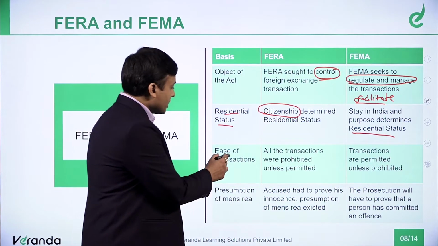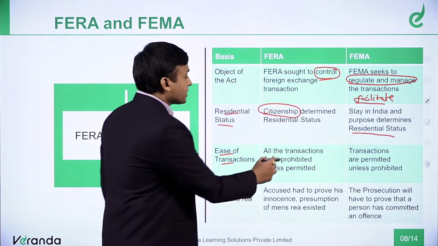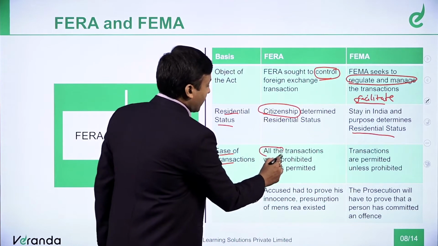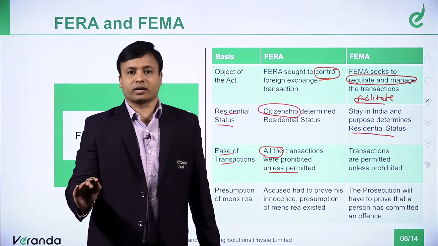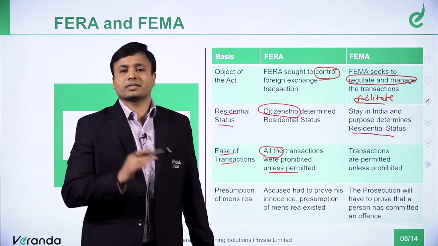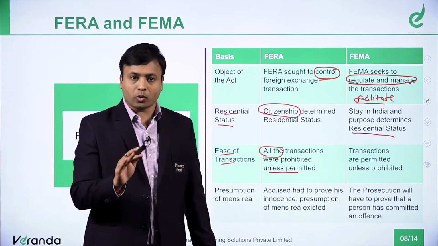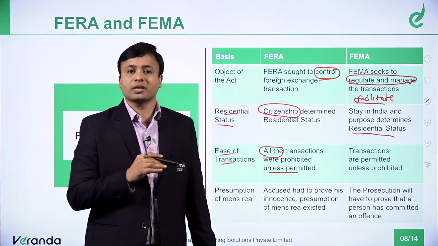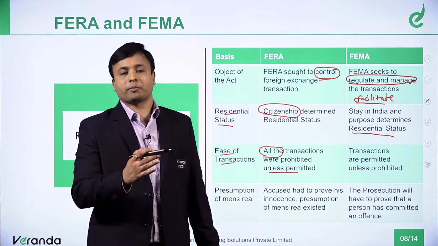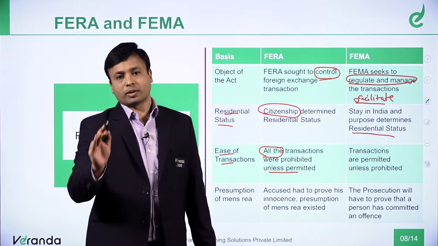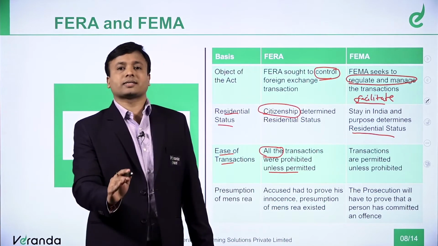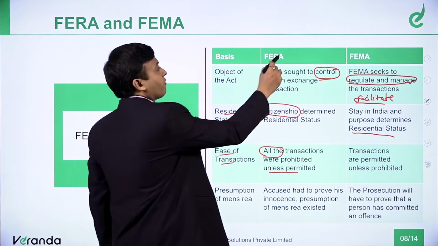Now, ease of transactions. All the transactions were prohibited unless permitted. That means I am prohibiting everything. Don't do anything unless I allow it. Meaning I will not allow anything. If I want to allow something, when I say I, I mean the RBI, I mean the government of India. The government of India will allow you to do something. You can only do those transactions under the regime of FERA.